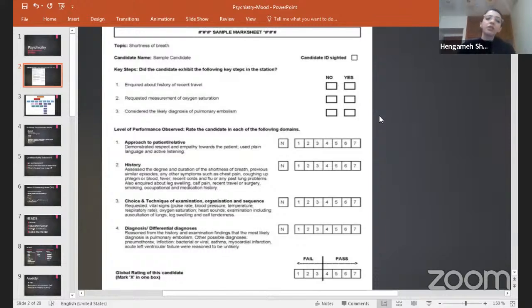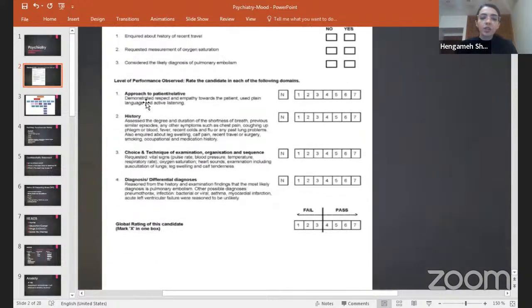So let's have a look at the domains we're assessed in as candidates in the AMC. So there are usually different domains. Again, we have approach to the patient, we have our history. Choice and technique in organization and sequence is usually related to physical exam cases. It's not usually assessed in non-PE cases. And we have diagnosis and differential diagnosis. So in each of these domains, we are assessed from 1 to 7. And finally, we get a global score.